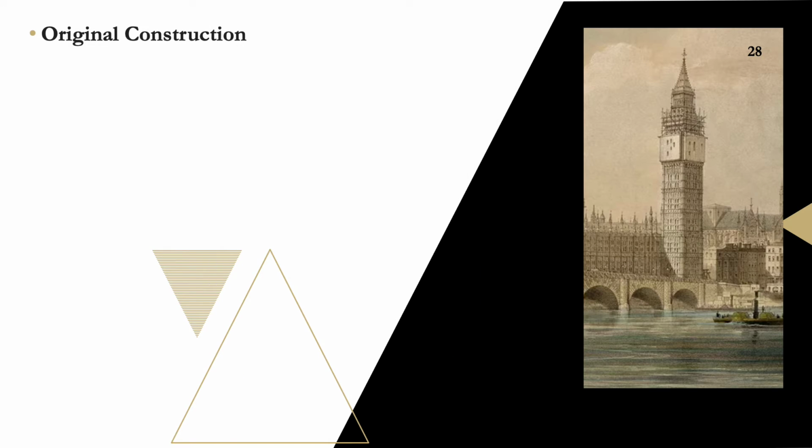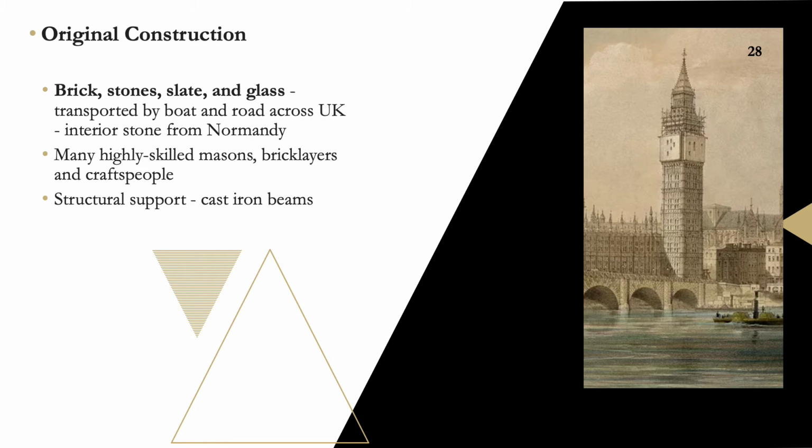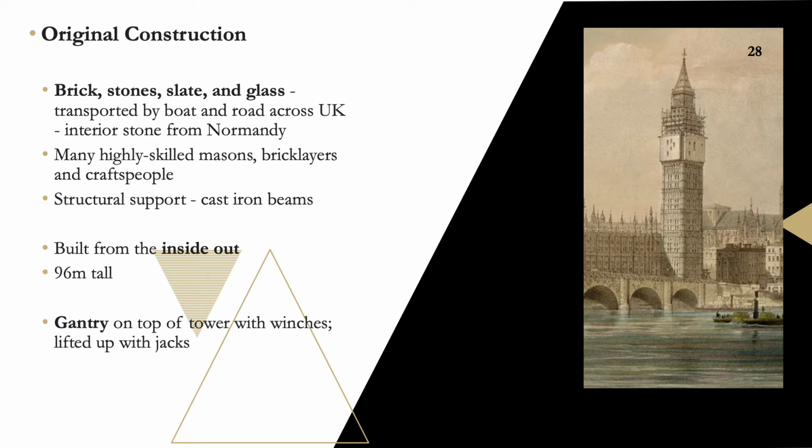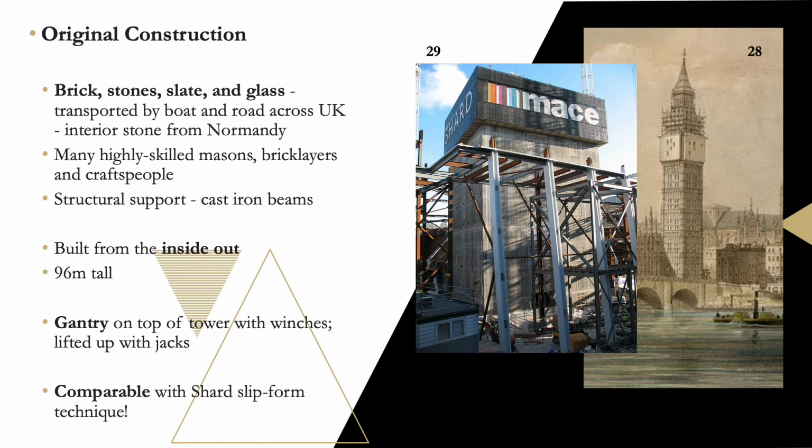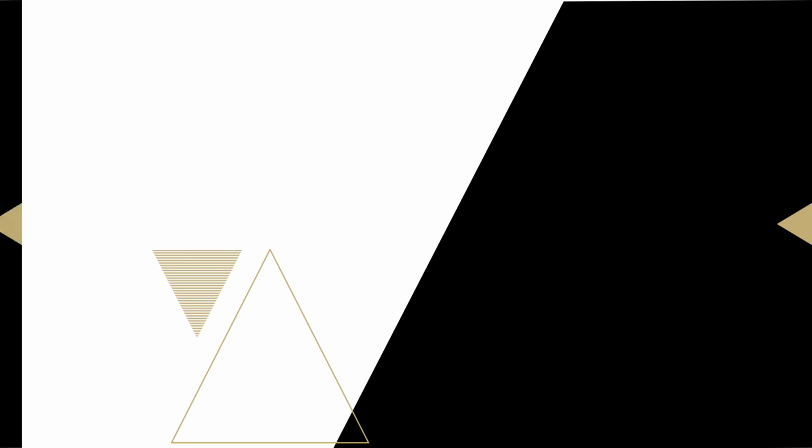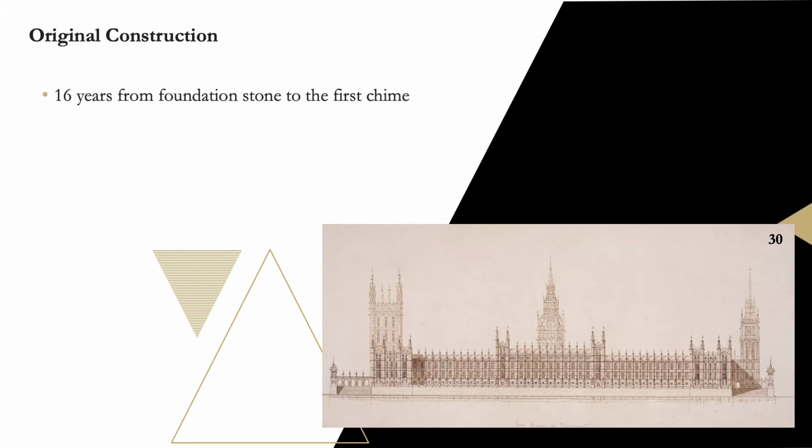In its original construction, high-quality brick, stone, slate and glass were transported by boat and road from across the UK and beyond, with many skilled craftspeople involved. The tower was built from the inside out. A gantry on top of the tower with winches meant no scaffolding was needed. This presents some technical and visual comparisons with the modern slipform technique that built the core of the Shard. The 16 years it took to fully complete the original tower represents the constraints on the speed of construction in pre-industrial and technological eras, using lovingly laborious techniques.